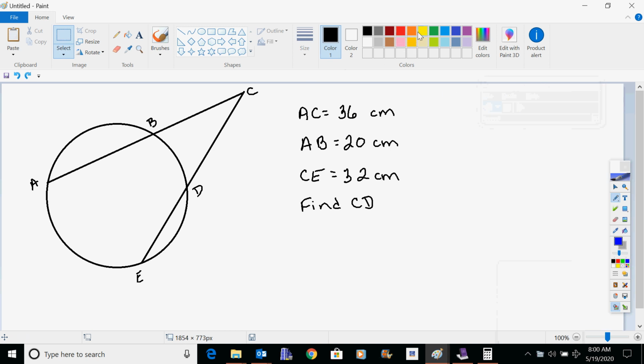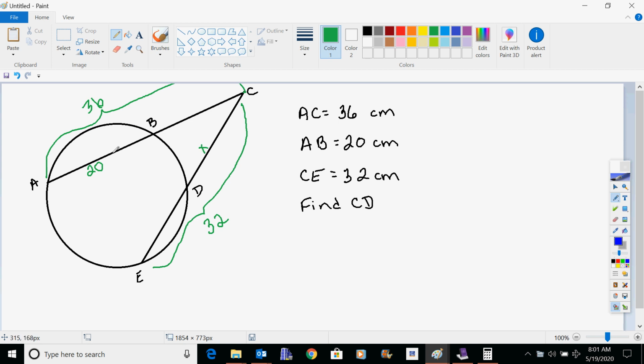Okay, on a problem like this, we've got the same concepts. You just have to watch and be careful what you have and what you're trying to find. So let's go ahead and do this. AC, it says in this case, is 36. So we've got this whole long one is 36. AB, it says, is 20. CE, the whole long thing here, is 32. And we're supposed to be finding CD.